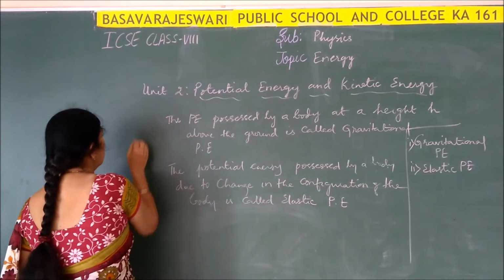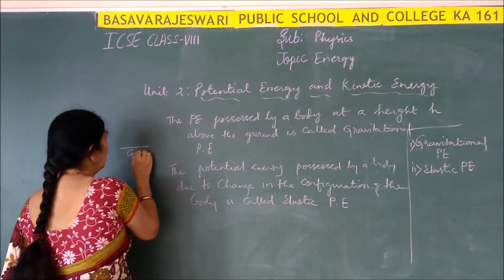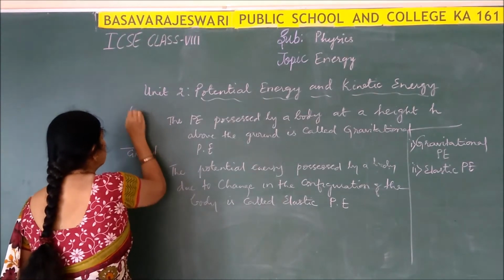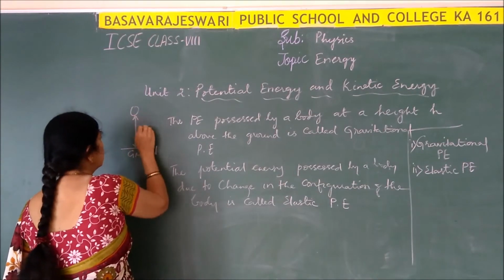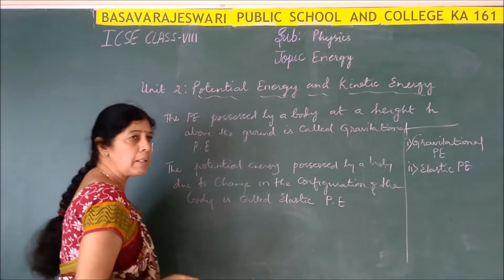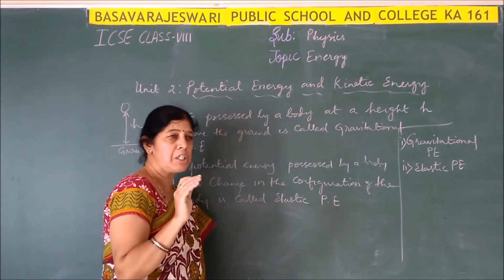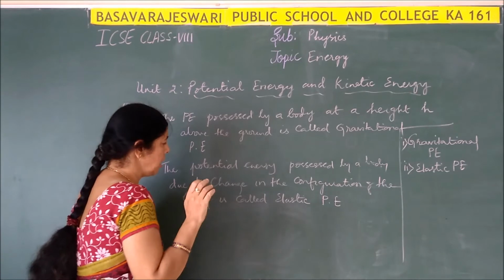For gravitational potential energy, from the ground level, a body is at a certain height, right? This body will be at rest, but the body will possess some potential energy. It is called gravitational potential energy.